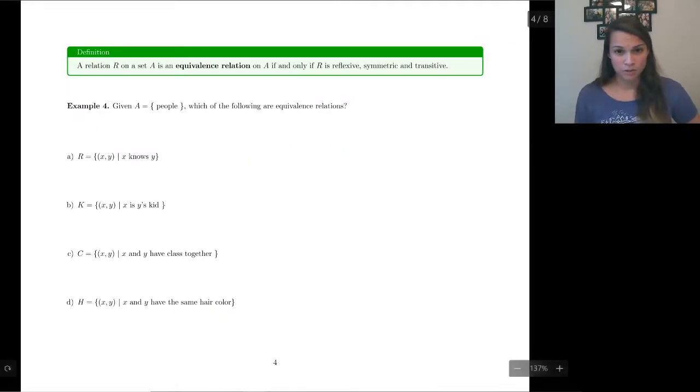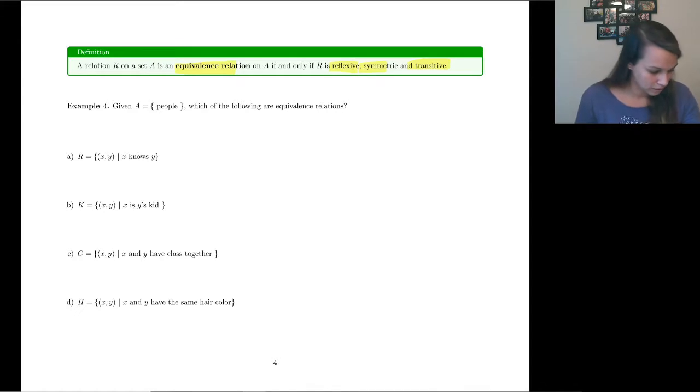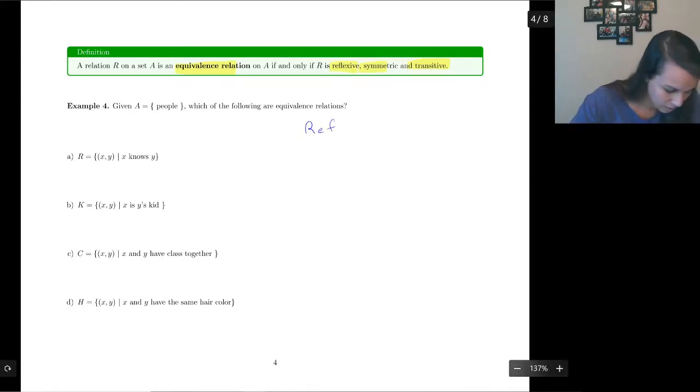So putting all three of those things together gets us a really special kind of relation, and it's called an equivalence relation. That's when it's reflexive, symmetric, and transitive all at the same time. So we've got a couple of relations to go through, and we're going to decide which of these are going to be equivalence relations. So first we talked about reflexive, then symmetric, and then transitive.